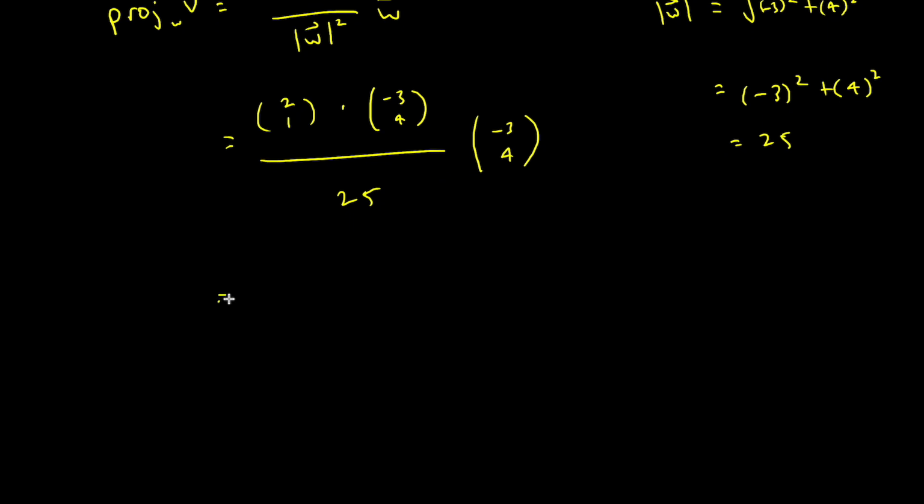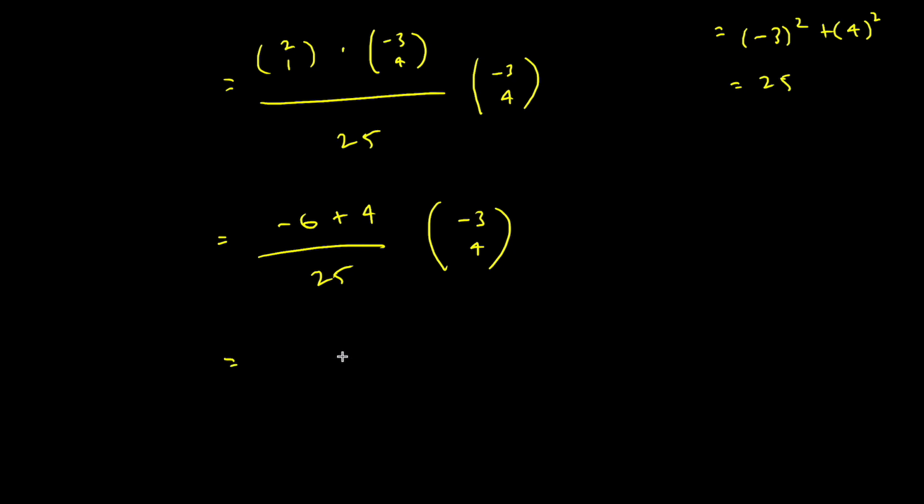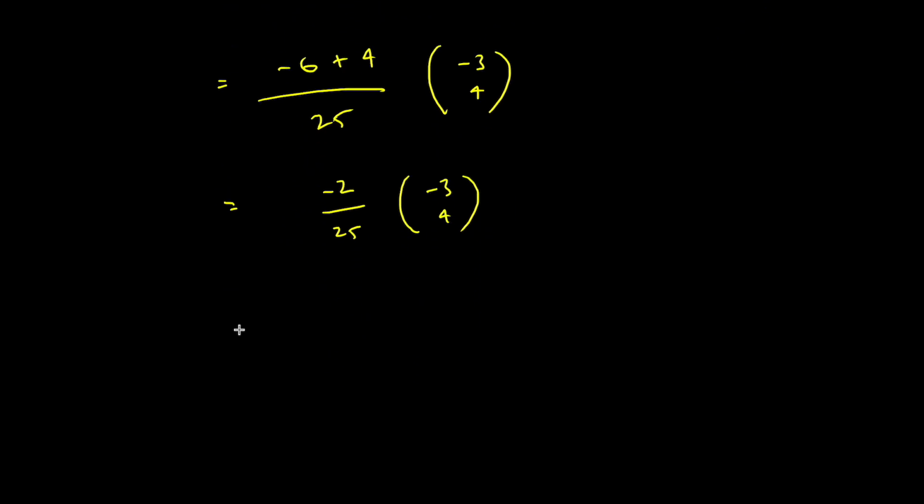We can simplify this, or I guess do all the computations. Dot product of 2, 1 and -3, 4 is -6 plus 4 over 25 times negative 3, 4. This is just negative 2 over 25 times negative 3, 4, which is 6 over 25 and then negative 8 over 25.